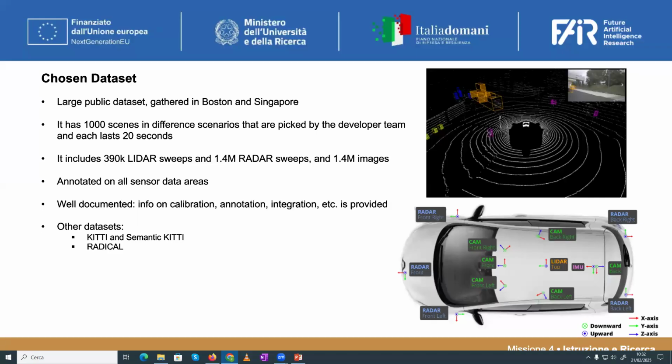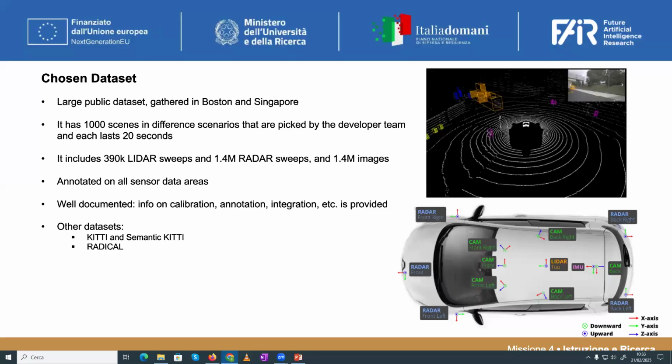And it has around 1,000 scenes that were sampled at 2 hertz frequency. And between each sample, you also have the sweeps that can be useful for interpolation as well. And we had 3 types of sensors: the LiDAR on the top, 6 different cameras at different angles, and 5 radar sensors covering 360 degrees.